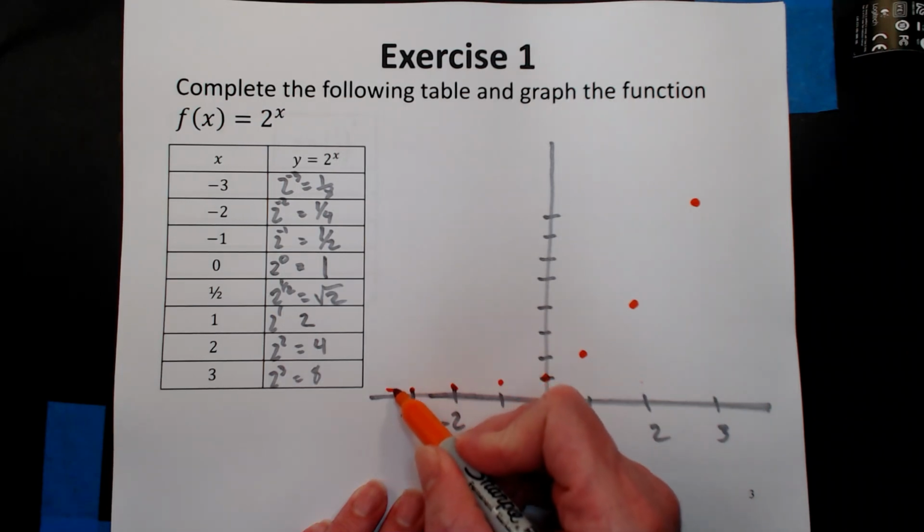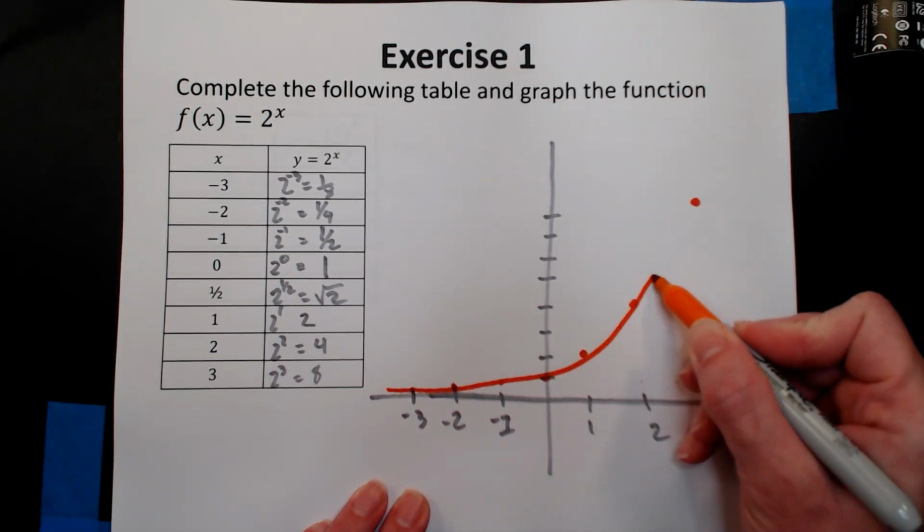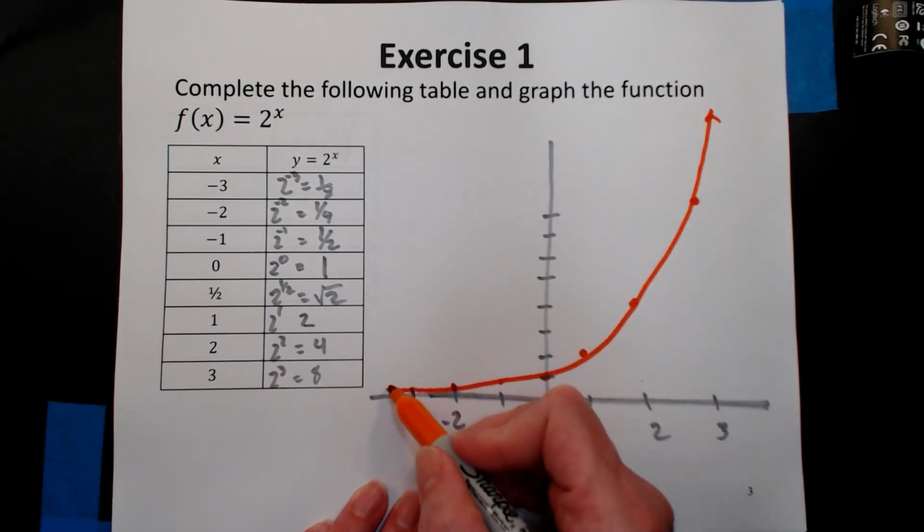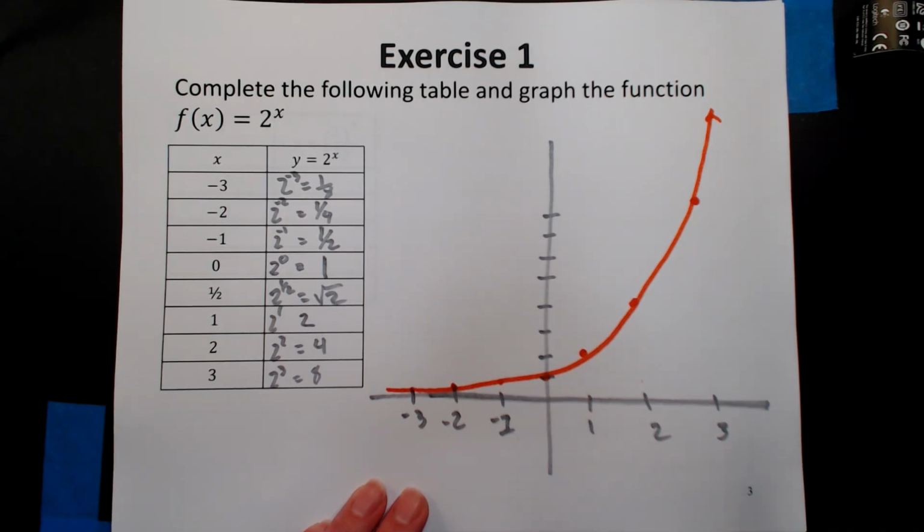And so you're going to see this graph curve up, and then it's going to increase very rapidly. By the time you're out to 10, you're over 1,000. By the time you're out to 20, you're well past the billions. So it increases very, very rapidly, hence the name exponential.